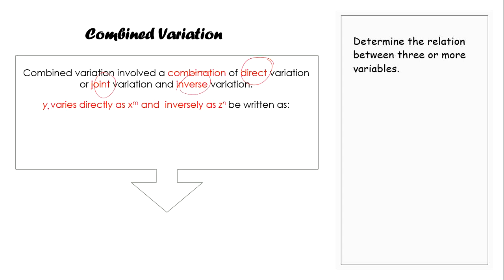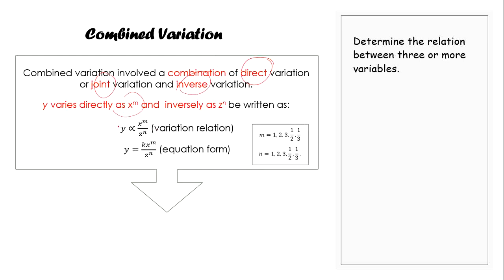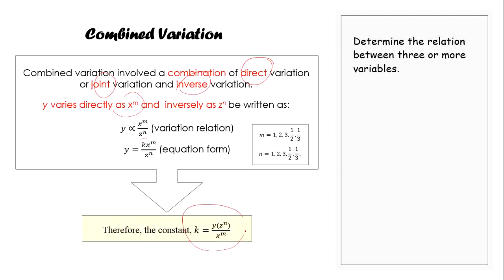The sentence can be "y varies directly as x and inversely as z." The relation with the equation can be y varies directly as x, where direct goes on top, and inversely as z. When it is inverse, it goes over z. And as usual, in equation form there will be the letter k. And this is the formula for k for combined variation.